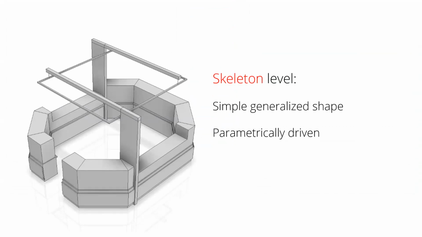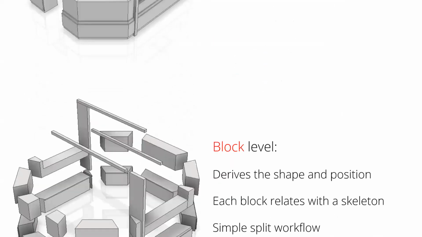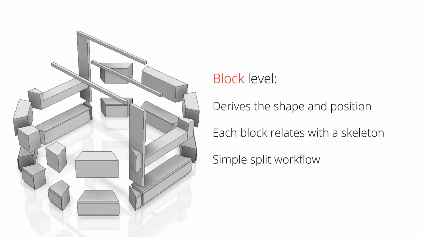So we can see that it is combined of multiple geometrical items, but all that is done on a single part. So we're using the multi-body functionality of Autodesk Inventor. It's parametrically driven, so you can change some values and see how it will react to the changes to check your design ideas. Once it's done, you can split this single model into blocks. Each of those blocks derives shape and position, and you can refine each of those blocks later when needed.